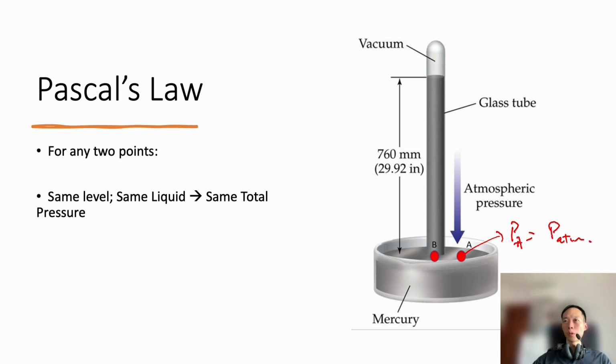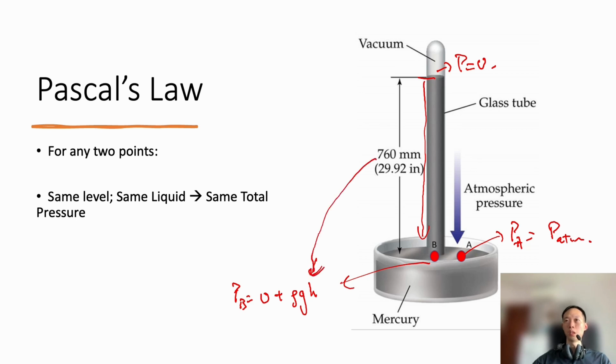Okay, and then pressure B, where is the pressure coming from? We can look from the top, make it drop. So the top pressure here, this is a vacuum. P equals 0 in a vacuum, because vacuum means there's no air or anything to exert pressure at all. So 0 pressure at the top, but we add the mercury pressure as we go below. So pressure at B will be equal to 0 plus rho times g times this H. H in this case will be 760 mm.